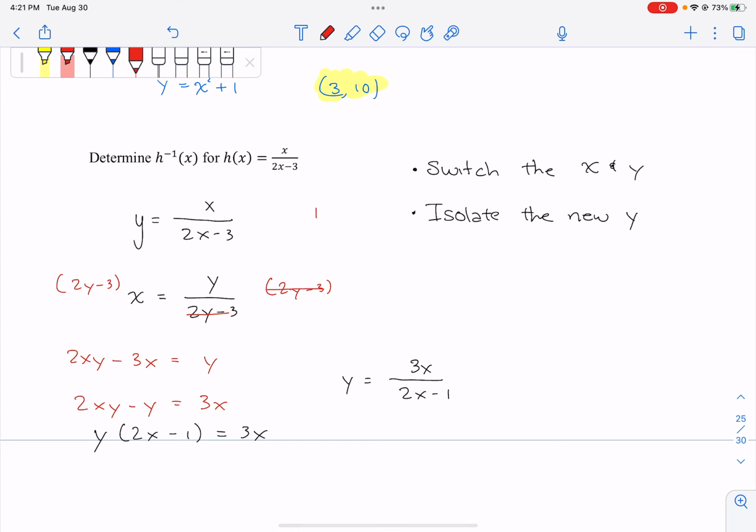If I plug in 1, what do I get? I get negative 1. And then if I plug in negative 1, I get positive 1. These two are inverses of each other.